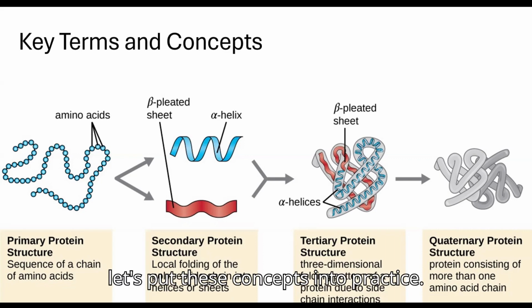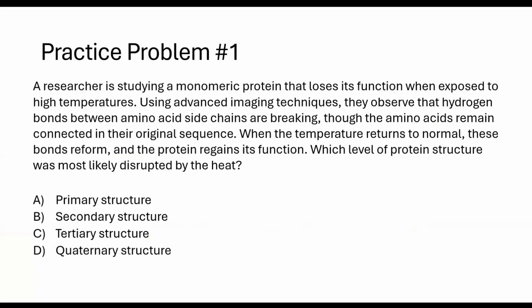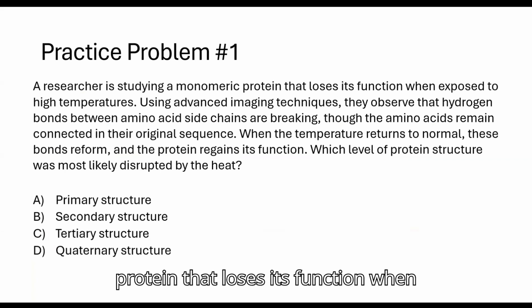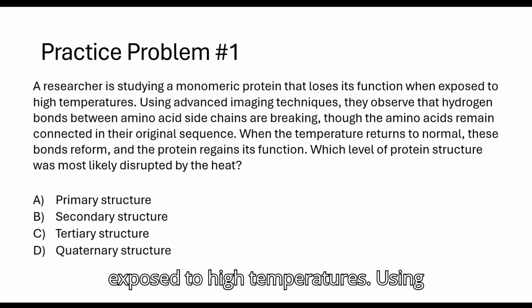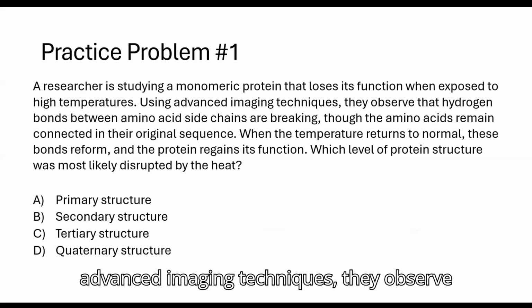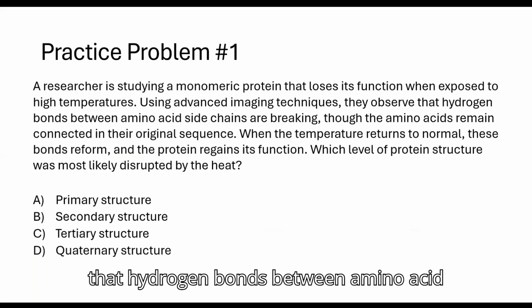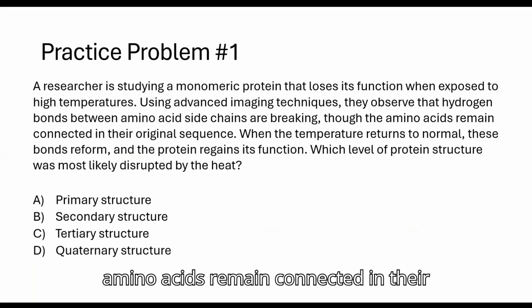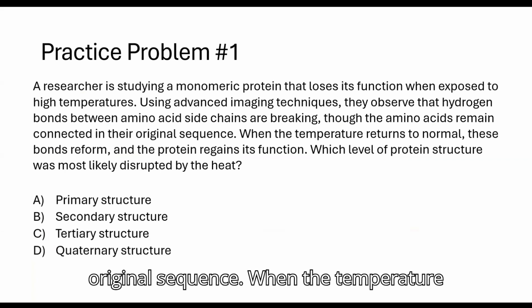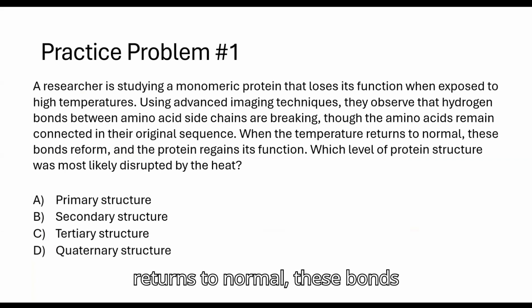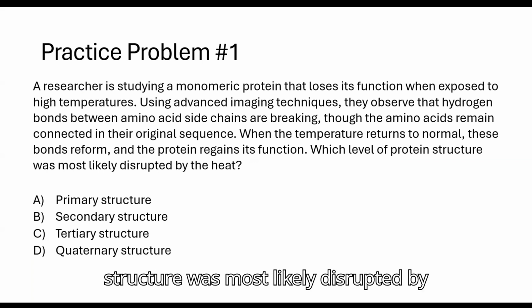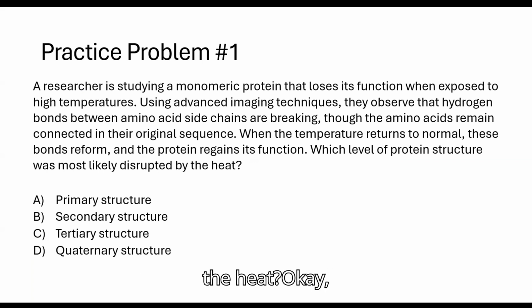Now, let's put these concepts into practice. A researcher is studying a monomeric protein that loses its function when exposed to high temperatures. Using advanced imaging techniques, they observe that hydrogen bonds between amino acid side chains are breaking, though the amino acids remain connected in their original sequence. When the temperature returns to normal, these bonds reform and the protein regains its function. Which level of protein structure was most likely disrupted by the heat?